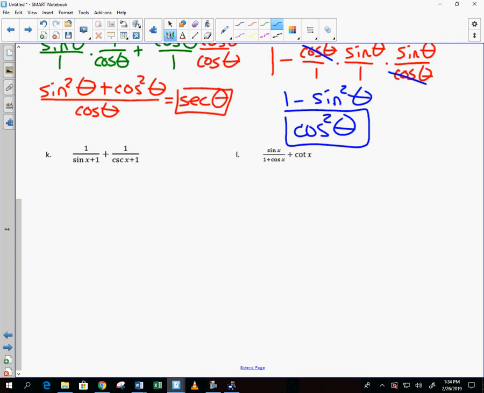All right, letter K. We've got no squareds. It's a bad thing. We've also got fractions. Frustrating thing. So what do you think I'm going to try to do?